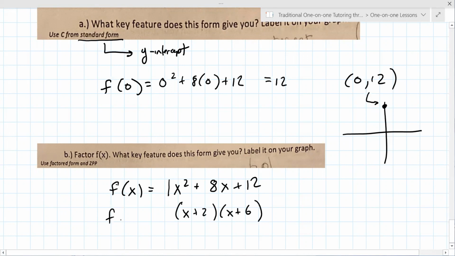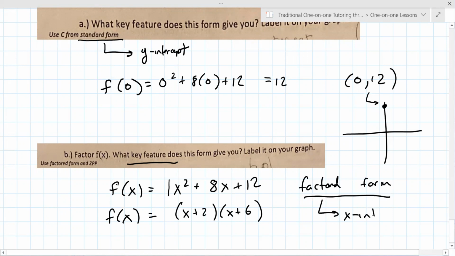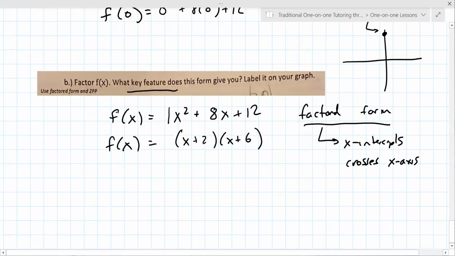And here's the key feature that this gives. When it's in factored form, it tells you the x-intercepts, where it crosses the x-axis. But it's not these numbers. It's when each of these equals 0. So you have to set x plus 2 equal to 0 and x plus 6 equal to 0.